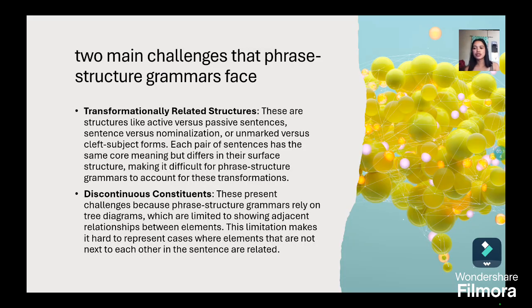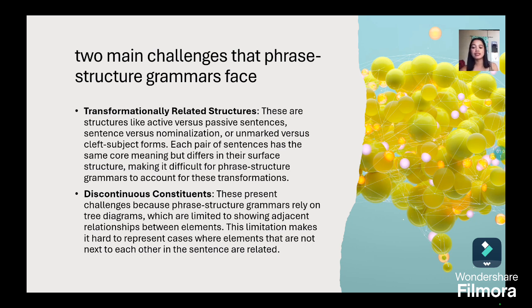So let's start. There are two main challenges that phrase structure grammars face. The first one is transformationally related structures. So these are structures like active versus passive sentence, sentence versus nominalization, or unmarked versus cleft subject forms. Each pair of sentences has the same core meaning but differs in their surface structure, making it difficult for phrase structure grammars to account for these transformations. So that is transformationally related structures.